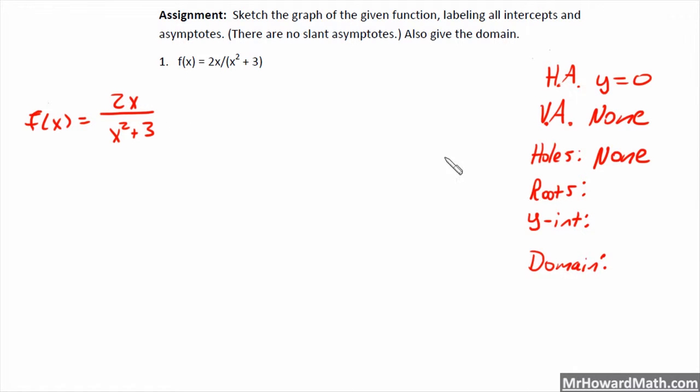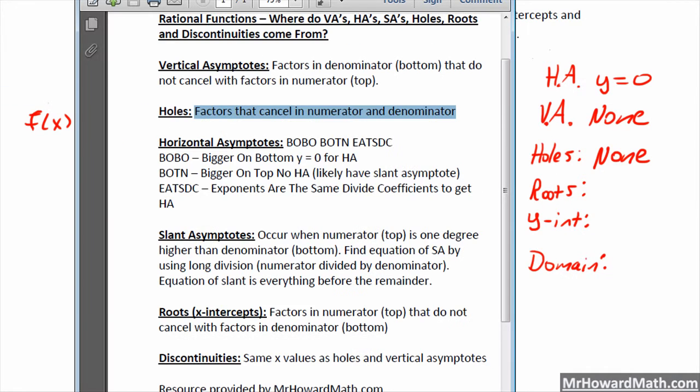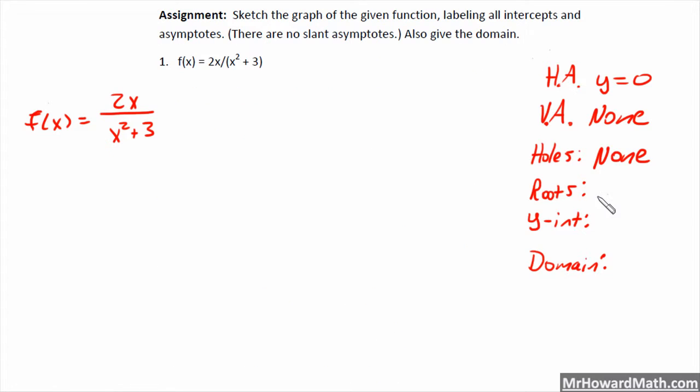All right, now for roots. Looking back at our list, roots, or x-intercepts, occur from factors in the numerator that do not cancel. So that would mean this factor right here, 2x. We set it equal to 0, 2x equals 0. Solve for x, divide by 2, x is 0. So we have a root at x equals 0. So we're going through the origin.